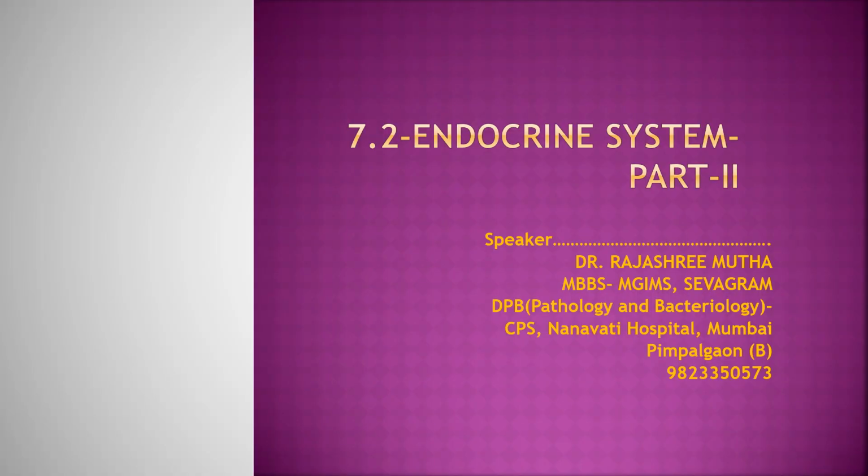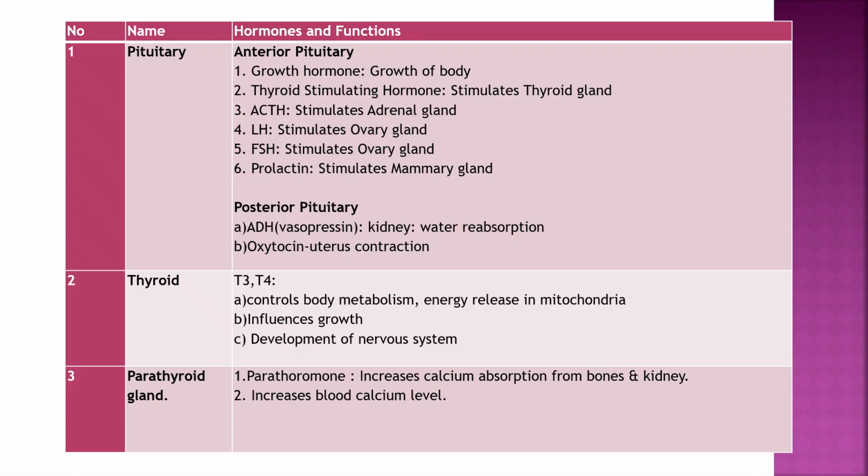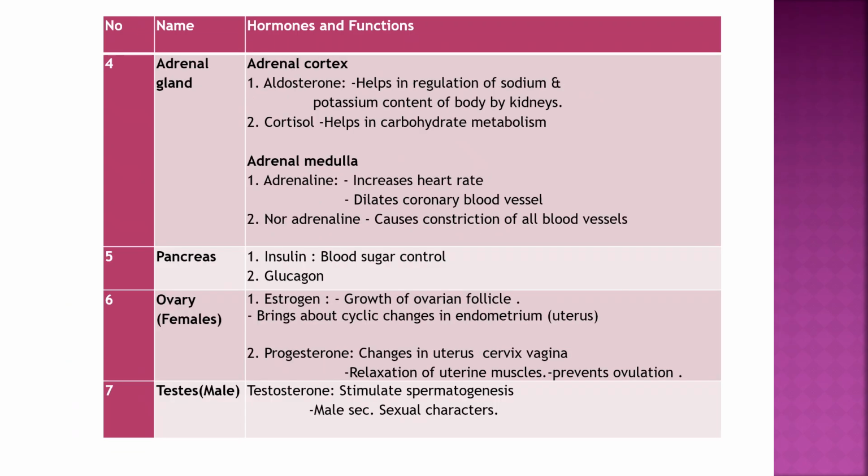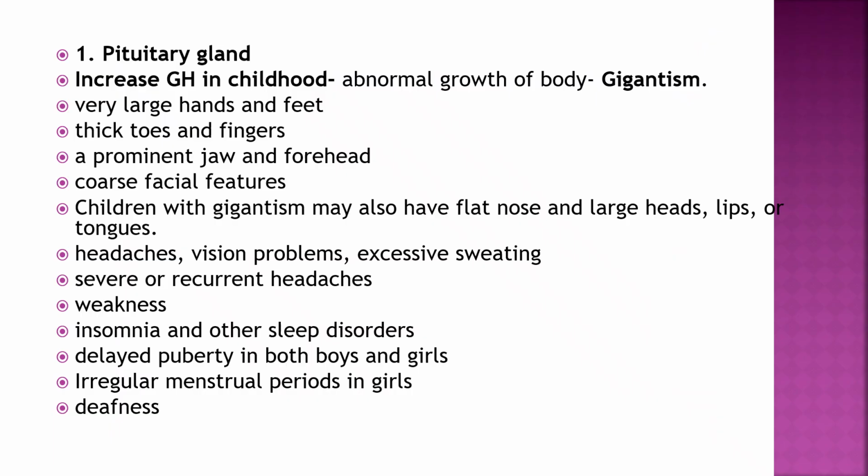Hello students, welcome to this session. Let's study the endocrine system. So this is a summary of hormones and functions of the hormones secreted from the endocrine glands like pituitary, thyroid, parathyroid gland, adrenal gland, pancreas, ovary and testes.